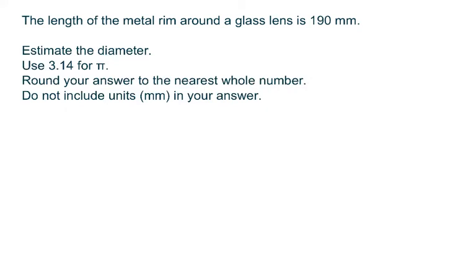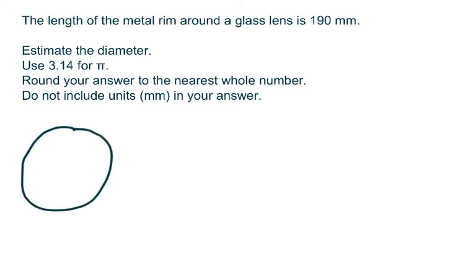The length of the metal rim around a glass lens is 190 millimeters. Estimate the diameter. Use 3.14 for pi. Round your answer to the nearest whole number and do not include units in your answer. I'm going to start with a sketch.